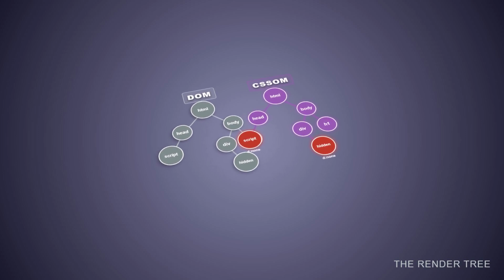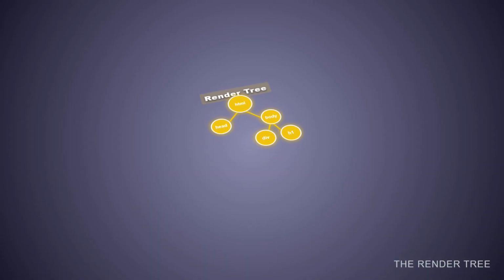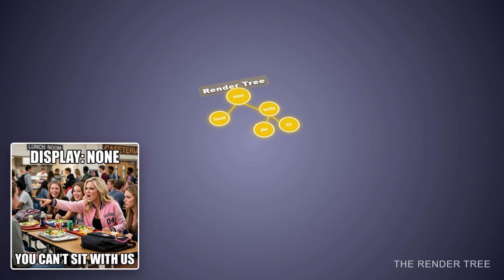Next, the browser combines the DOM and CSSOM into the render tree. This tree only includes things that will actually be visible on the screen. If something is set to display none, it gets kicked out of the club right here.